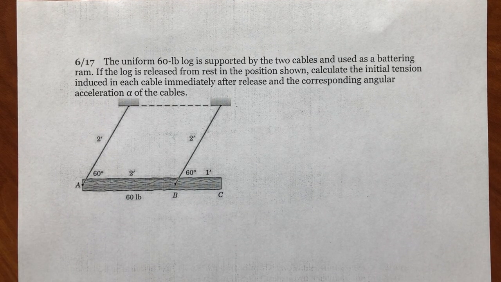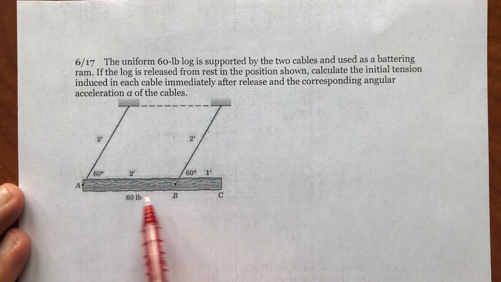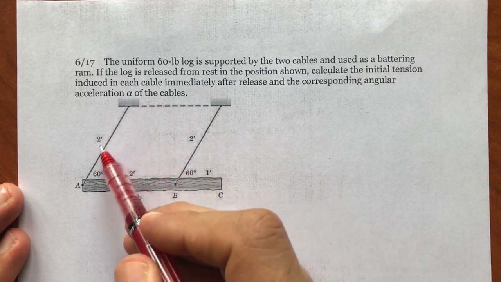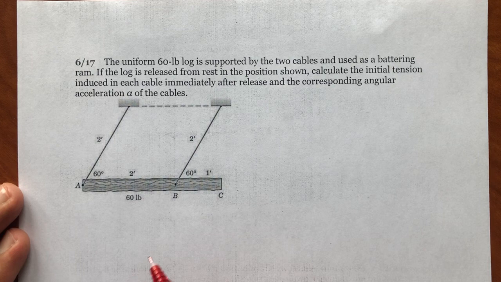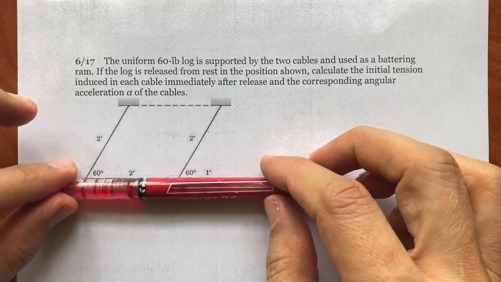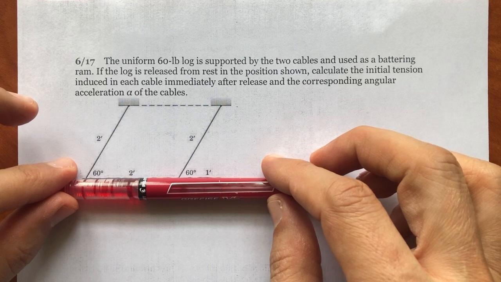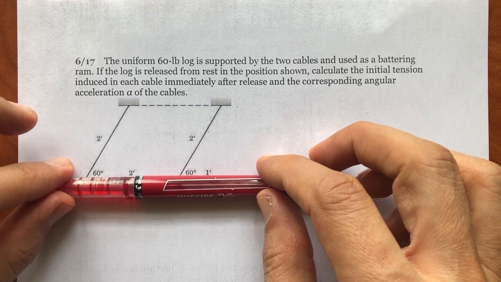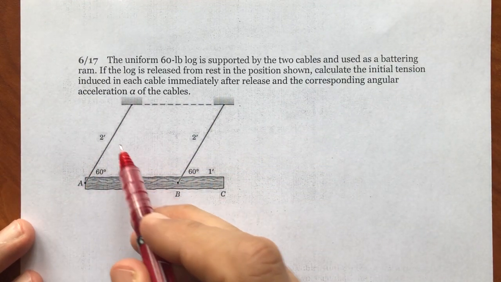Problem 17 is another good example for pure translational motion. In this problem, we have this uniform log, which is connected to the roof with these two cables. And we know all the geometry. It is in a stationary condition, and suddenly we are releasing it. The question is, immediately after releasing it, what's going to be the tension in these two cables?